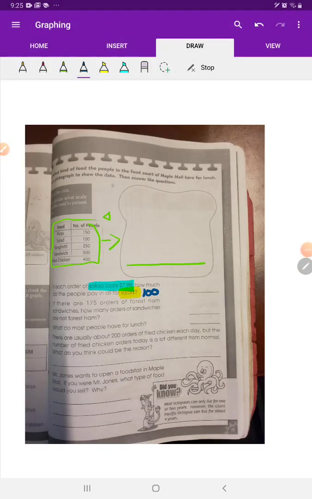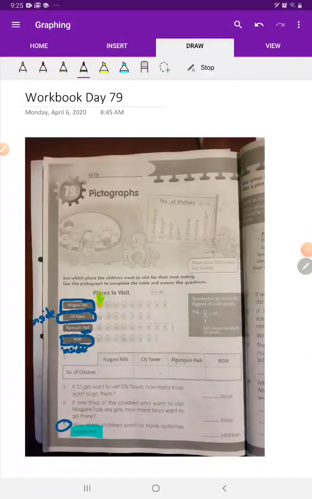Grade 5s, you're working on this page, day 79 in your workbook. Grade 6s, you are also working on this exact same worksheet. It was sent to you a couple Fridays ago when we were sending the bus around, so please work on that worksheet at this point in time.